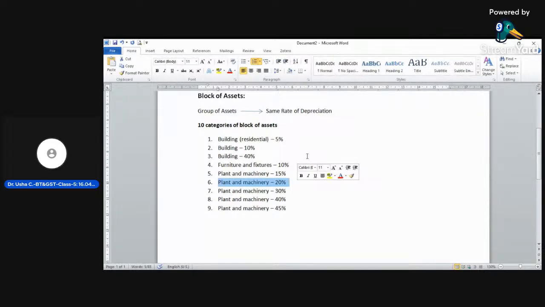But under the category of 5, depreciation of 15% is charged for the motor car, for assets purchased on or after 1st April 1990 but before August 2019. Okay, so in that situation it is charged at the rate of 15% under the category of plant and machinery of 15%, fifth block.